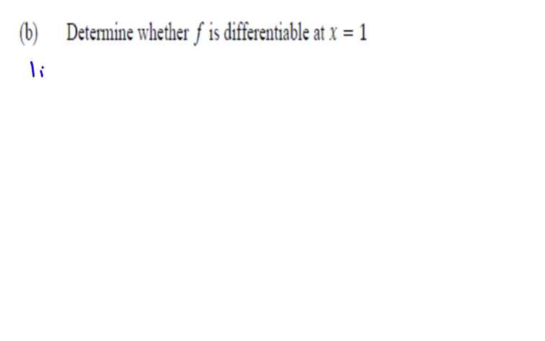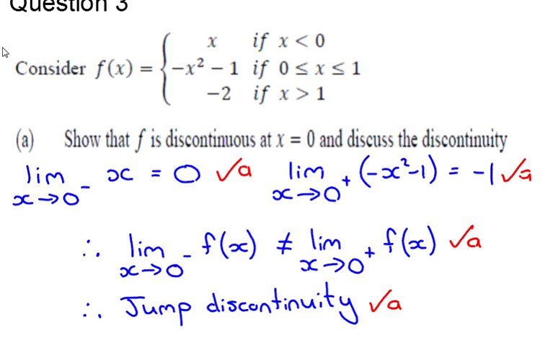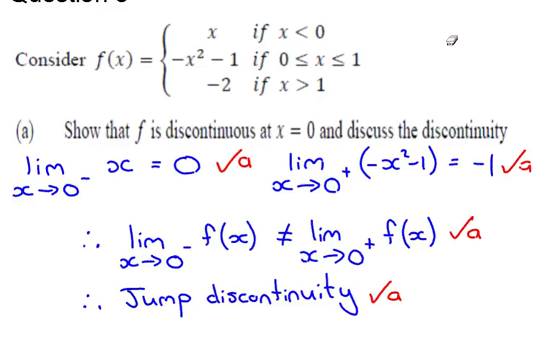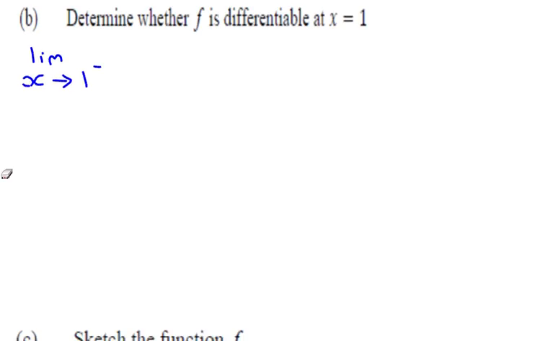So let's first have a look at the limit as x tends towards 1 from the left. Now let's go back up and have a look at what function that will be. Now when x is between 0 and 1, we're dealing with that function again. So that is the one that we're dealing with when x tends towards 1 from the left. Okay, so we're dealing with the function negative x squared minus 1. In this limit, we can sub x to be 1, in which case we're going to land up with negative 2.